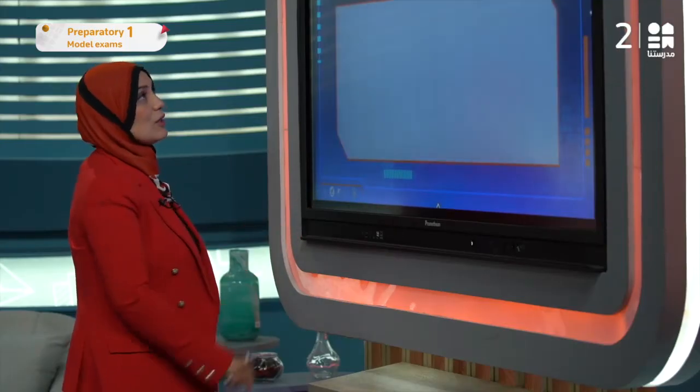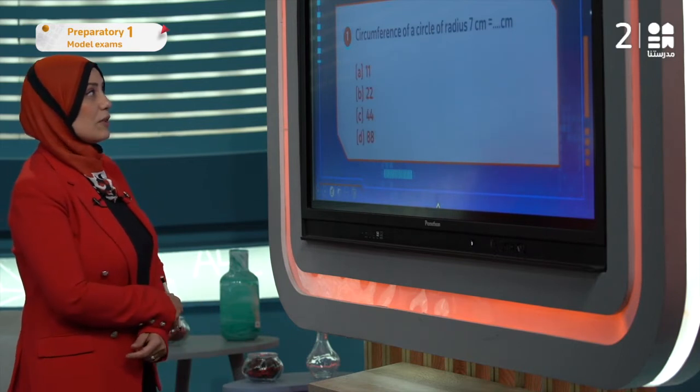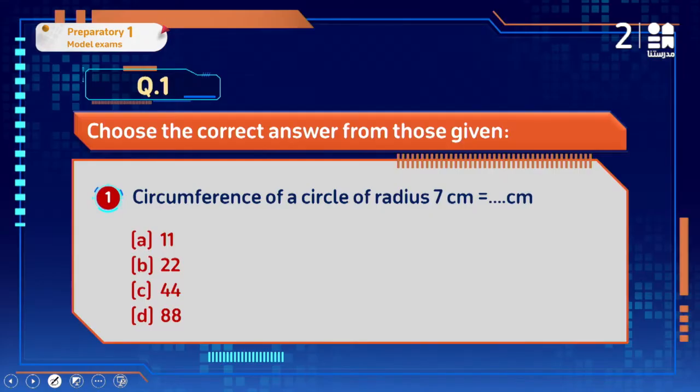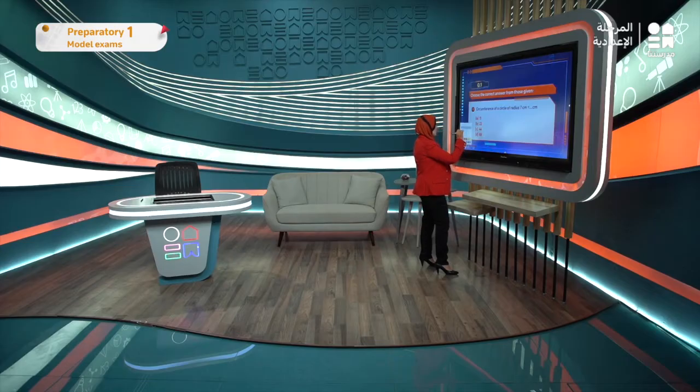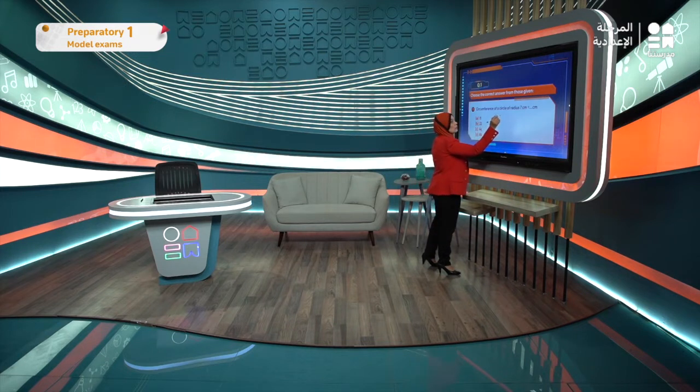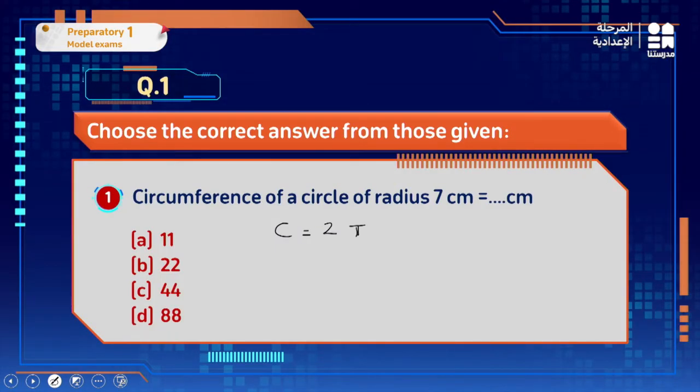Question 1. Choose the correct answer from those given. The circumference of a circle of radius 7 centimeters equals what? As we know, the circumference equals 2 pi r. 2 as it is, pi is 22 over 7, and r is the radius, which is 7. Then cancel the 7 up and down, so the answer is 2 times 22, which is 44.